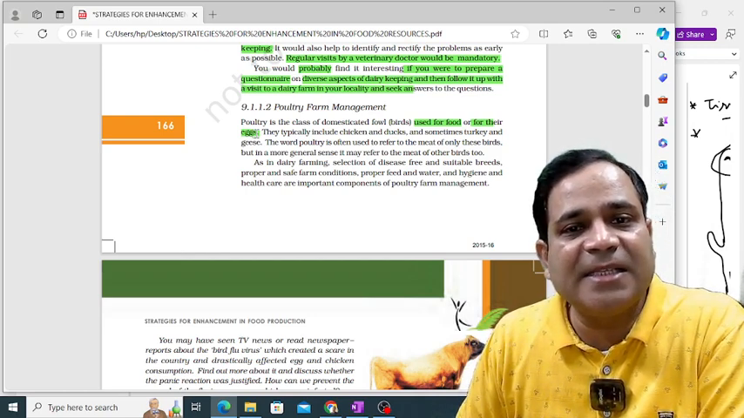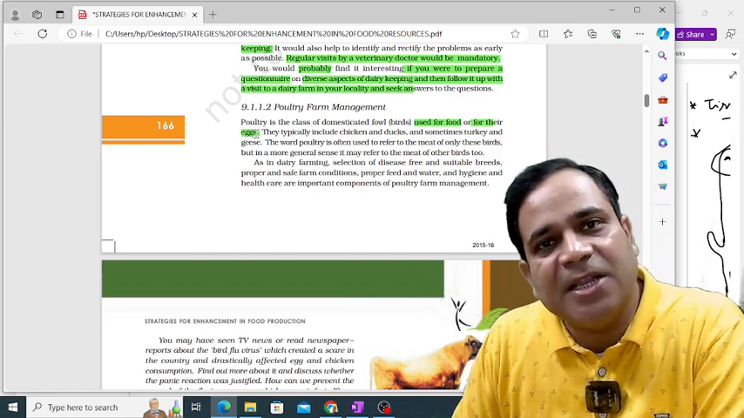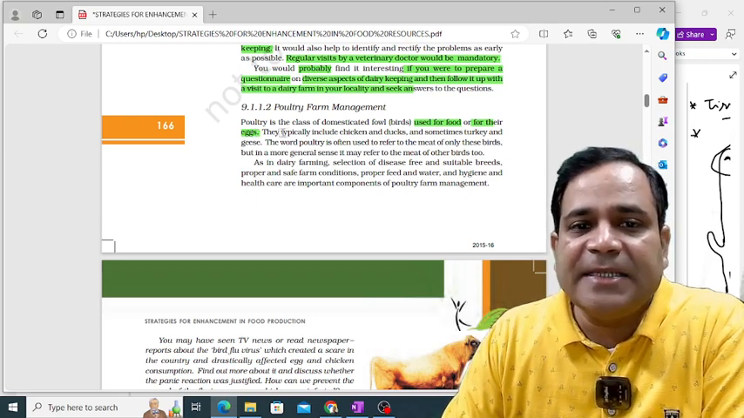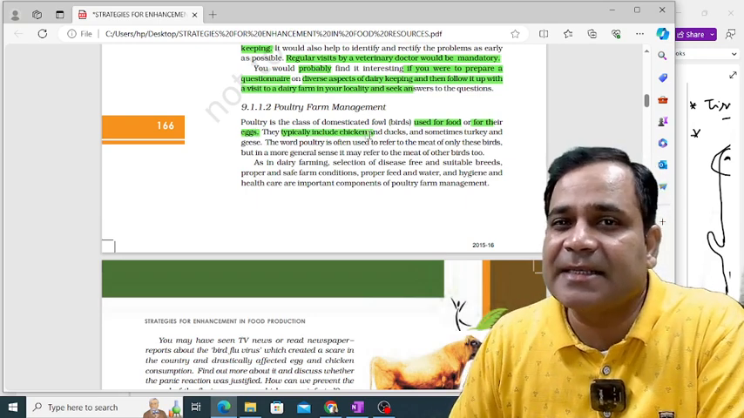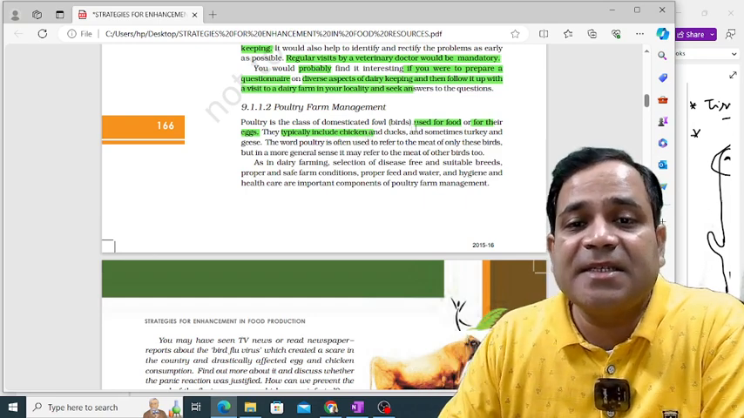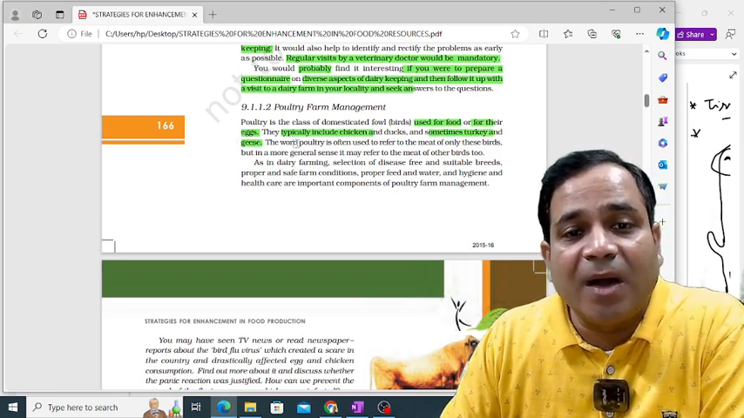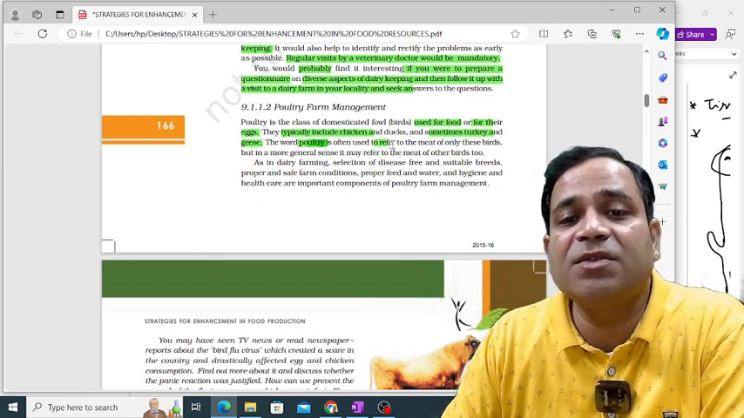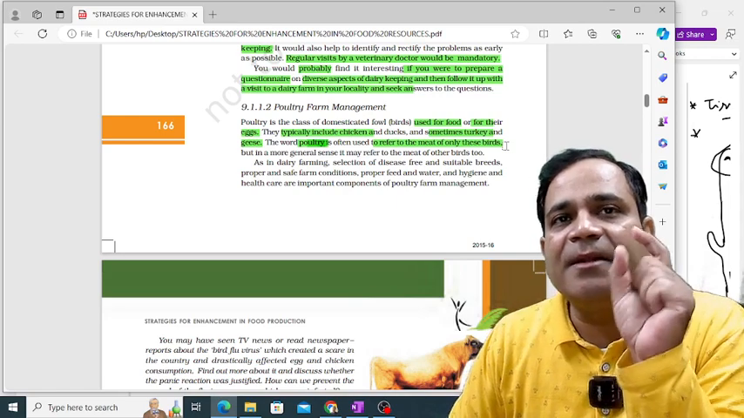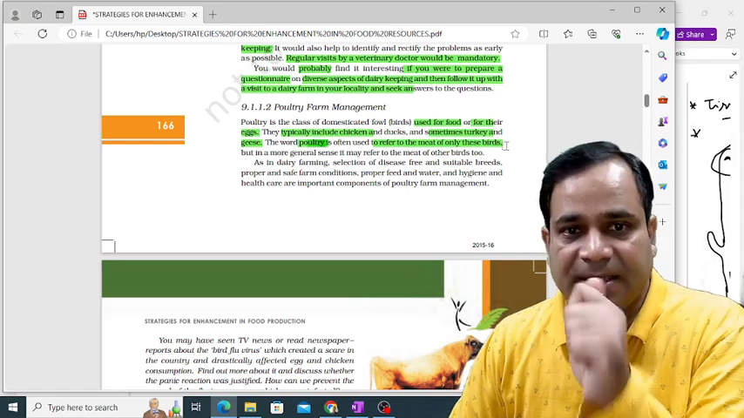Poultry farm management means domesticated fowl, that is birds, mainly used for food or for their egg purposes. Right? Now see, the typical ones include chickens and ducks, sometimes turkey and geese also. The word poultry is often used to refer to the meat of only these birds. Getting?